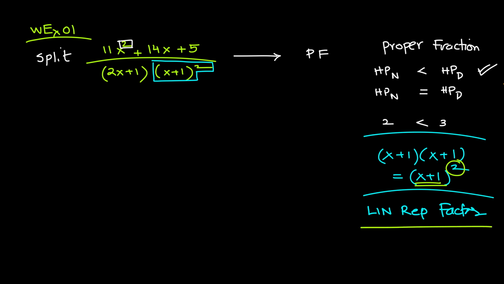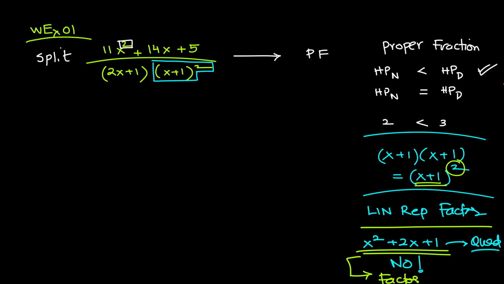One other question that people ask, can't we just expand it and write this thing as x square plus 2x plus 1 and consider it to be a quadratic factor? The answer is no, you cannot do this. What's the logic behind it? The logic is we should always factorize the denominator. In this scenario, we are doing the opposite. So the story is that we consider this to be a linear repeated factor.